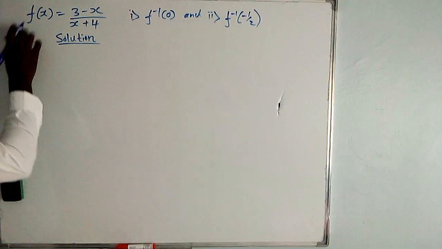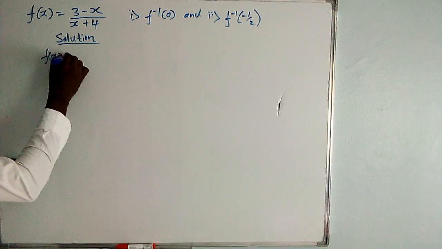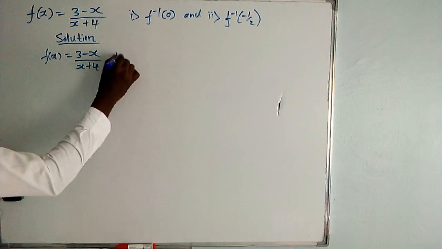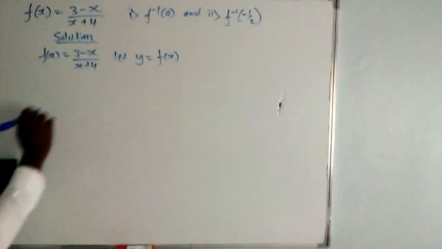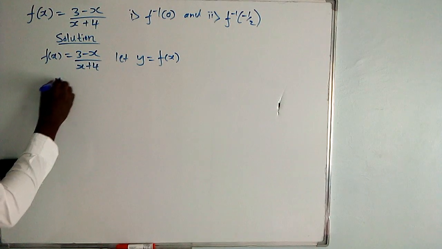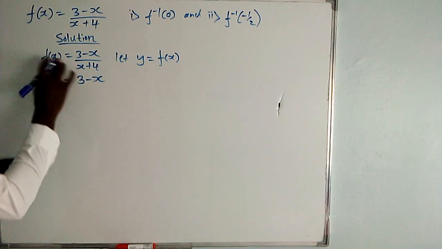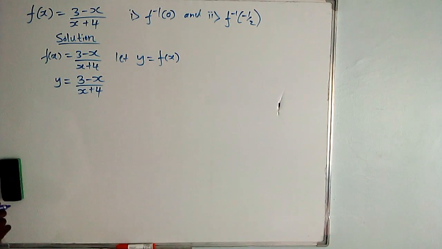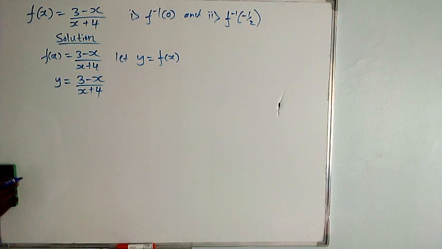So here we have f of x equals (3 minus x) over (x plus 4). Where there is f of x, let y be a function of x. So where there is a function of x, we put y. So y is equal to (3 minus x) over (x plus 4), because y is the function of x.